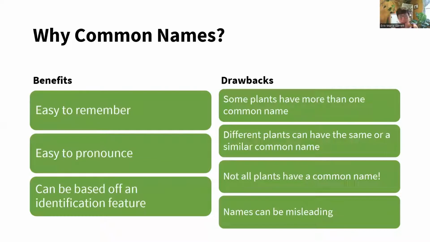Different plants can also have the same common name or a very similar common name that allows them to be confused very easily. When we get down into some of the lesser known groups of plants, or not as well understood plants, not all of them have a common name. So just because a plant has been discovered and described with a scientific name doesn't mean it was also assigned a common name. And this occurs a lot in groups of plants like grasses and sedges. Many of them don't even have a common name. And then the names can also be misleading. Not to say that Latin names can't also be misleading, but common names can be as well.